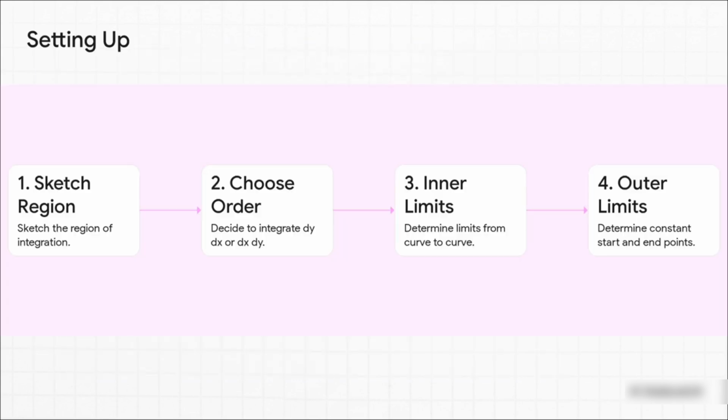And you know there's a super reliable 4-step process to nail this every time. Step 1, and this is the most important, you've got to sketch the region. After that, you just decide if you're slicing it vertically or horizontally. Your inner limits will be the two curves that your slice is stuck between, and your outer limits are just the absolute start and end points of the whole shape.